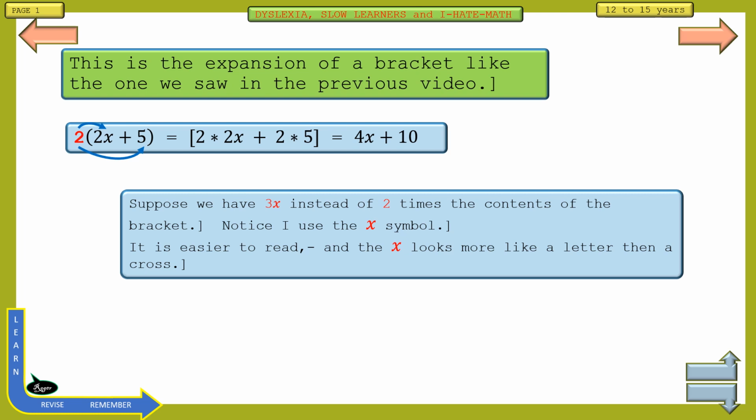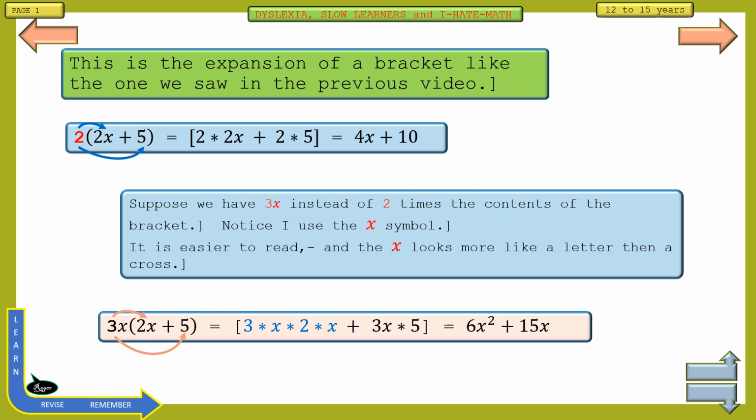Notice I have used the italic x symbol. It is easier to read, and the italic x looks more like a letter than a cross. Here is the equation: 3x times, and in the brackets 2x plus 5.